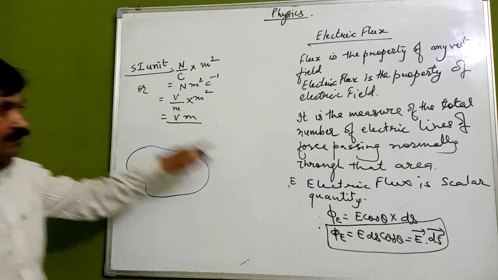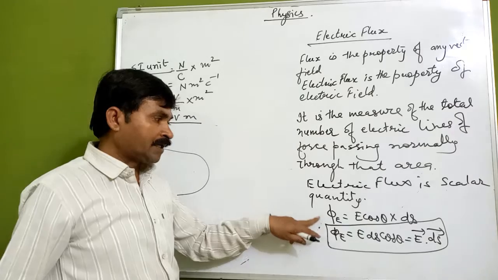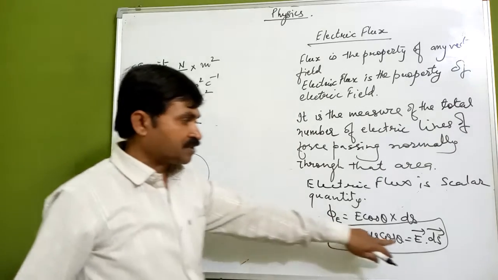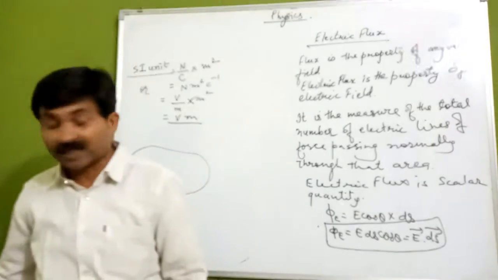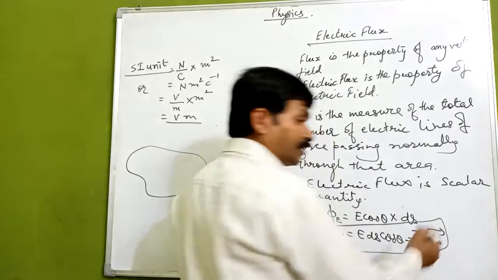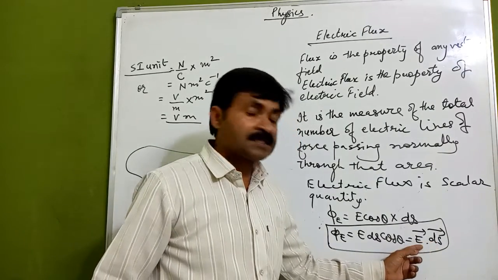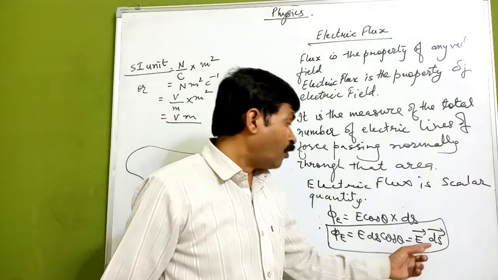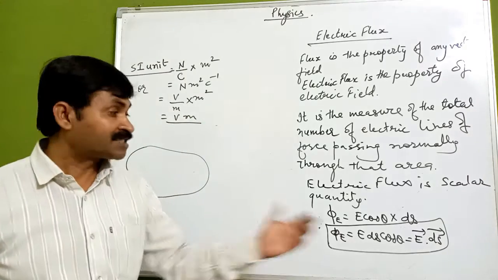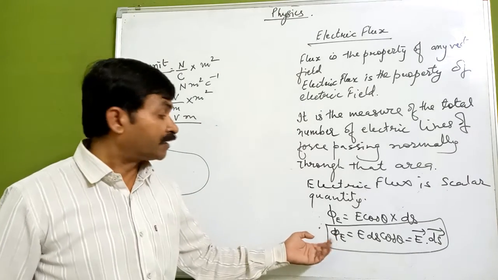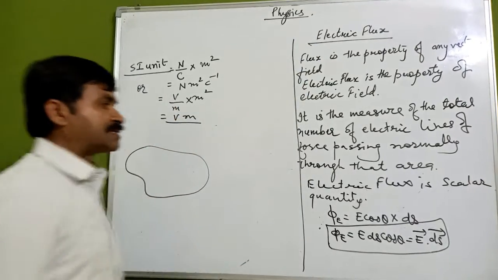Now we have got the SI unit, we come to understand that electric flux is a scalar quantity. We have this relation, phi E equals E dot dS, which makes it clear that electric flux is a scalar quantity. Though the electric field and the area vector dS are both vector quantities, they have a dot product, or scalar product. So ultimately, what we get, this phi, the electric flux, is going to be a scalar quantity.